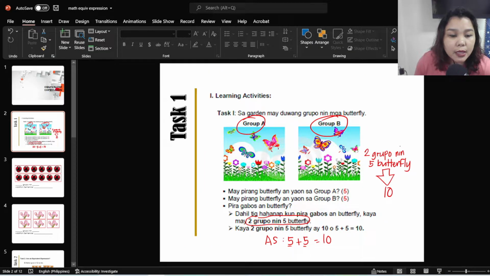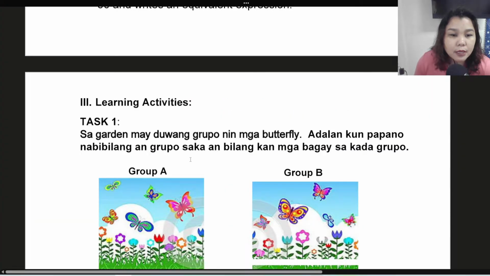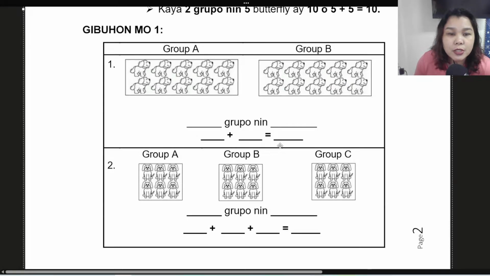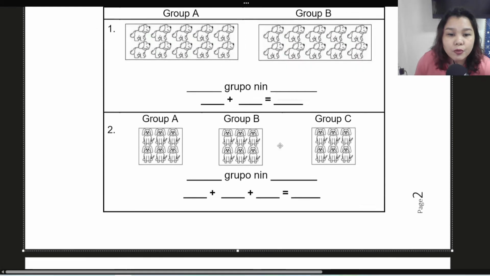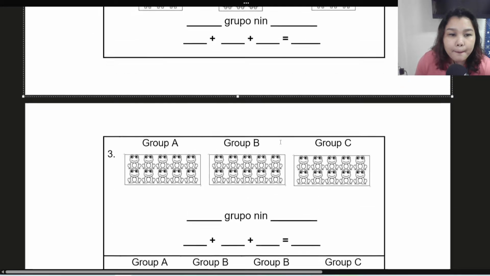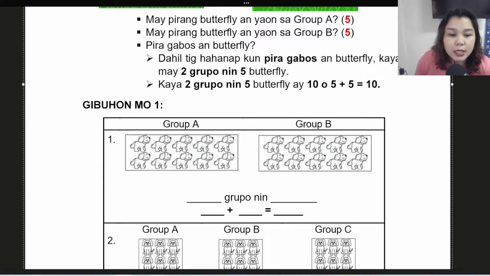Okay, switch back doon sa activity. Okay, iniyan gigibuhon mo sa gibuhon mo 1. Okay, but before I let you answer this one, I will use an example.